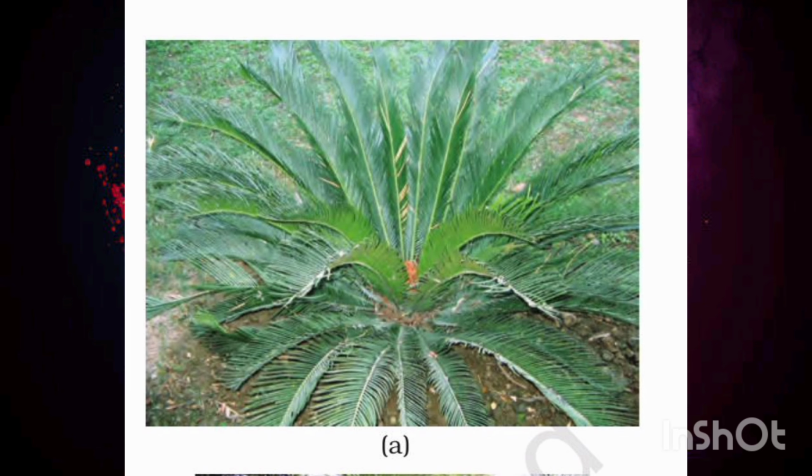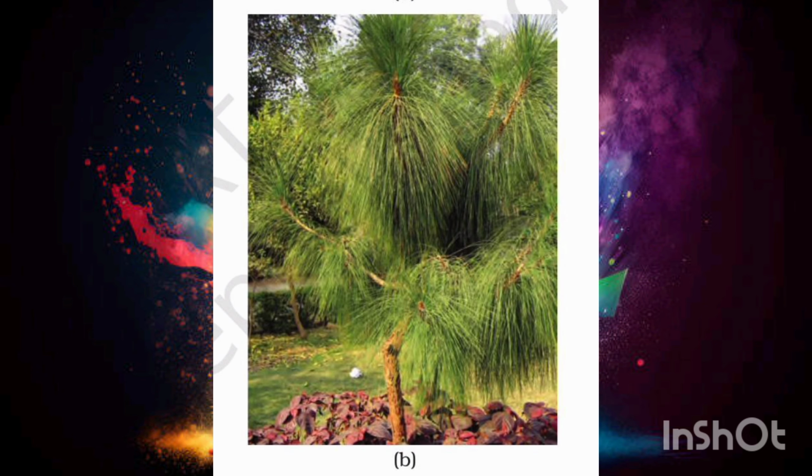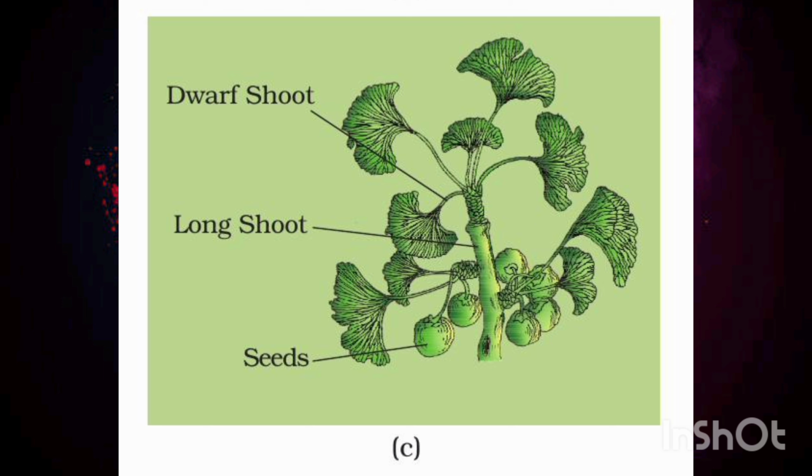Figure 3.4 Gymnosperms. A. Cycas. B. Pinus. C. Ginkgo. Dwarf shoot. Long shoot.